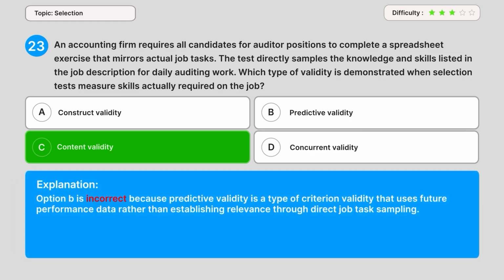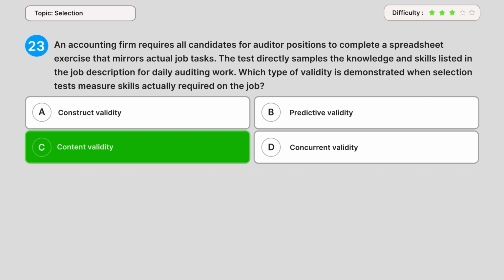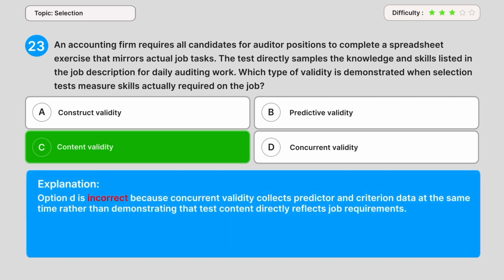Option B is incorrect because predictive validity is a type of criterion validity that uses future performance data rather than establishing relevance through direct job task sampling. Option D is incorrect because concurrent validity collects predictor and criterion data at the same time, rather than demonstrating that test content directly reflects job requirements.